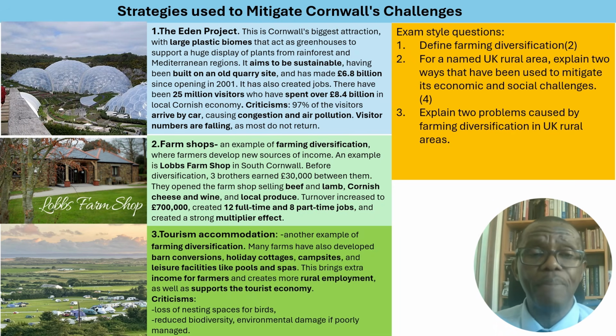Then the third strategy has been tourism accommodation. Now, this here is, of course, an example of diversification, and a lot of farms have been converted. So outbuildings, for example, have been converted into cottages, so holiday cottages. Others, obviously, the land has been converted into caravan sites and campsites, and then leisure facilities have also been installed through the conversions. So facilities such as pools and spas. And of course, all of this is with the intention of bringing an income to these farmers.